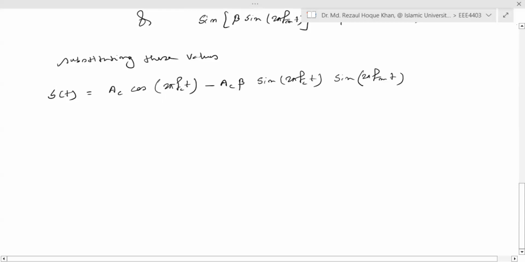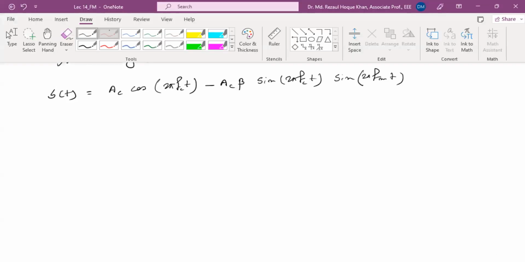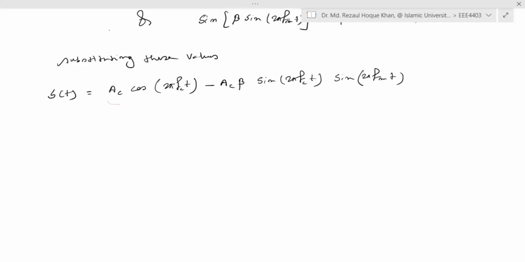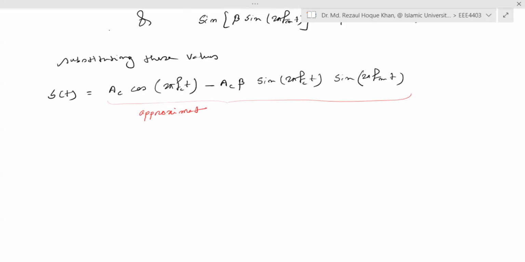So this is actually the approximate narrowband frequency modulated signal, right? This is approximated by assuming that beta is much, much lower than one. Approximate narrowband frequency modulated signal.